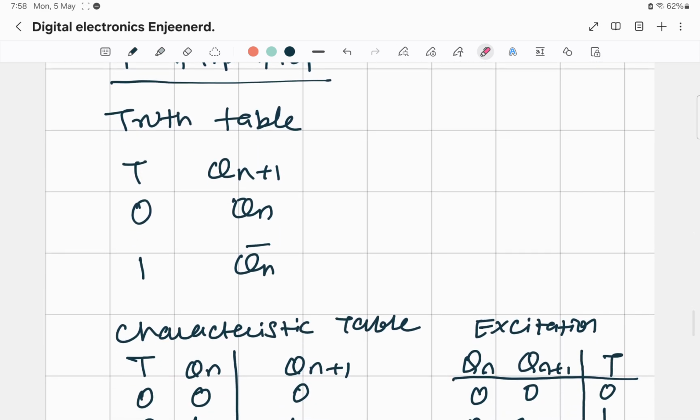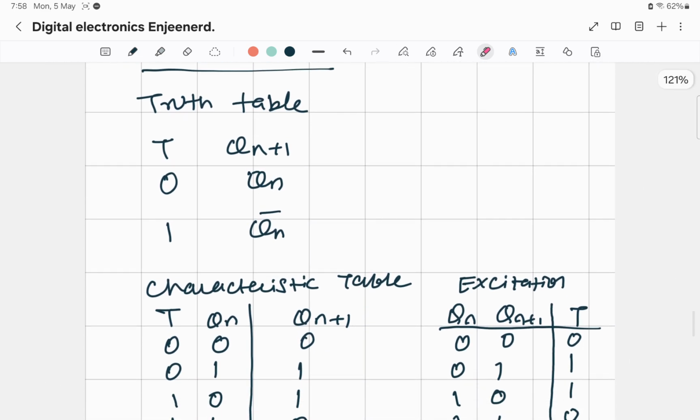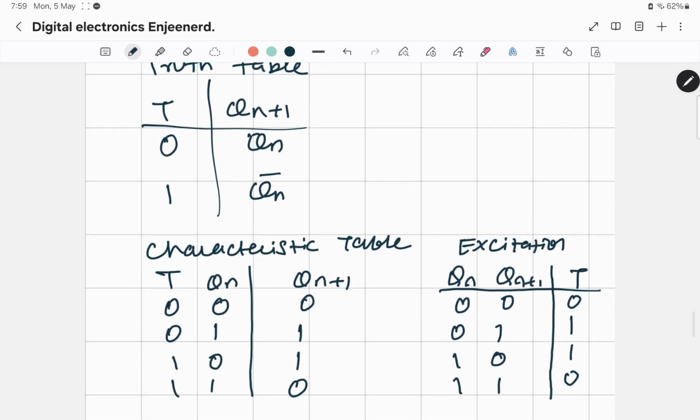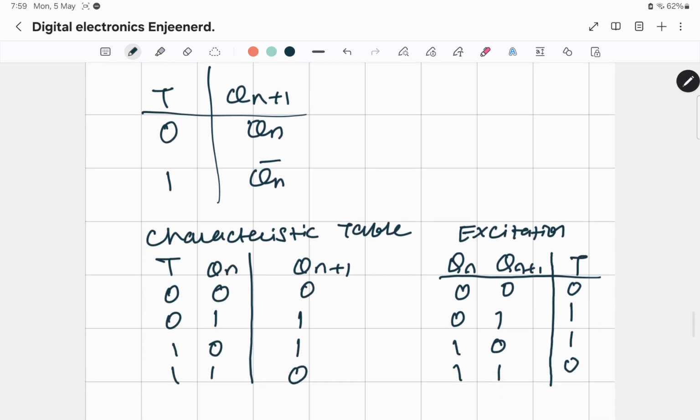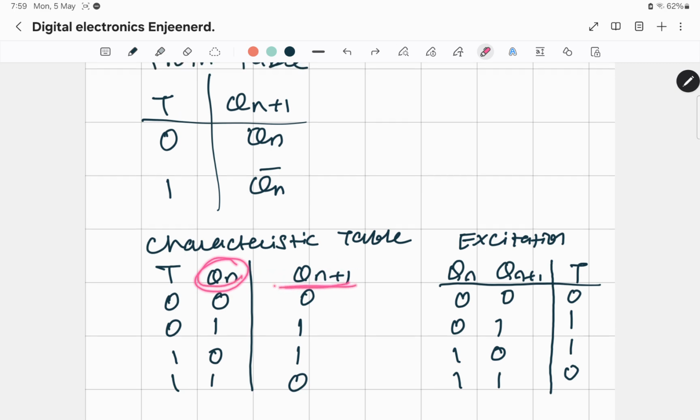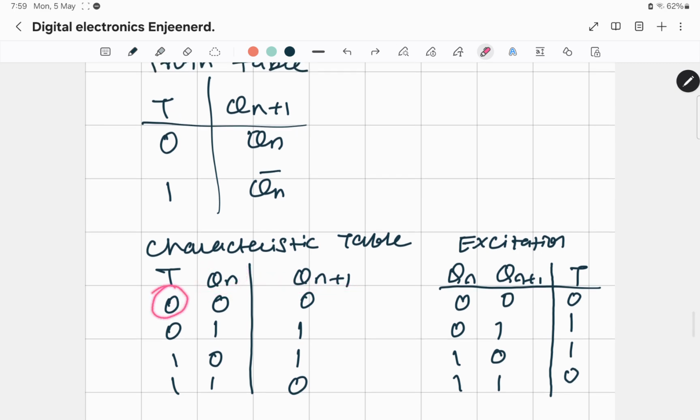These are small flip-flops. So we have the truth table. For the T flip-flop characteristic table, since I have T as a single input, I'll have T and the present state, and for this I will find out what the next state is. So how do we do this? T is 0 or 1, right? So I have 4 combinations. T is 0 and present state is 0. What should be my next state?